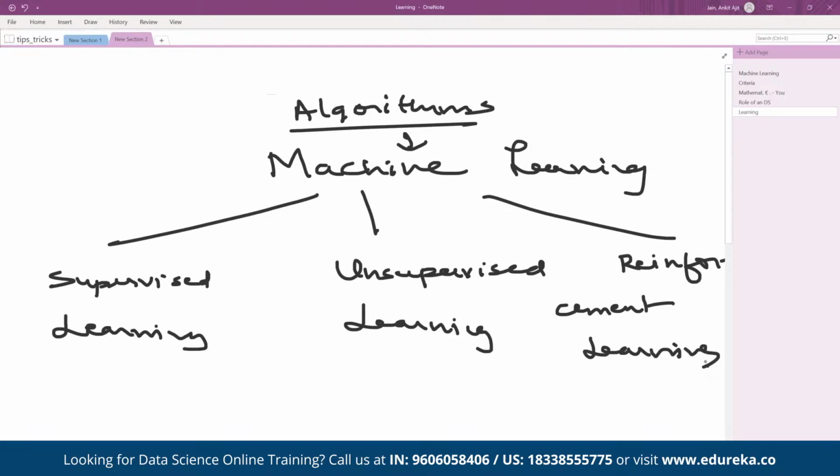Is it clear to everyone that in machine learning, the algorithms we use to train on different kinds of data can be divided into three sections: supervised learning, unsupervised learning, and reinforcement learning? Out of these, the main ones being used right now are supervised learning and unsupervised learning.